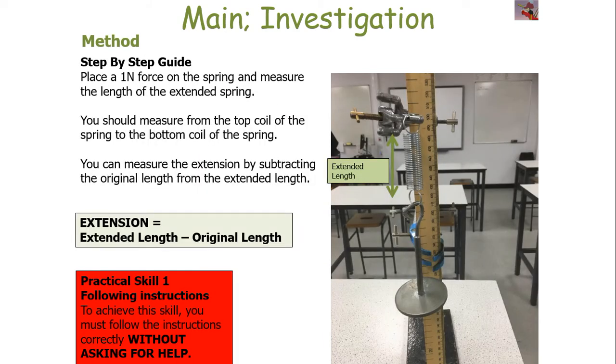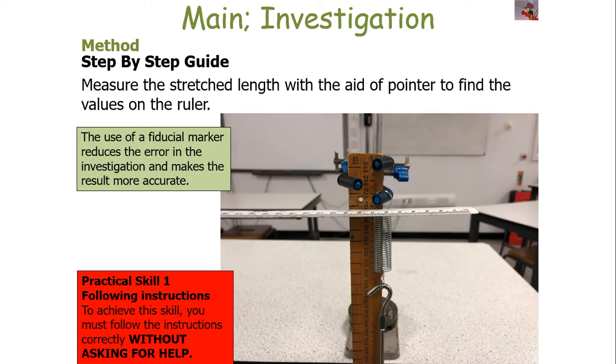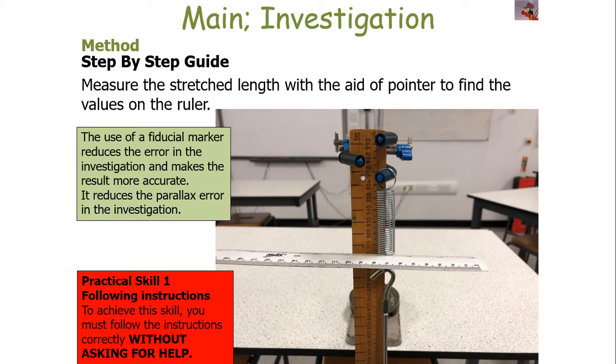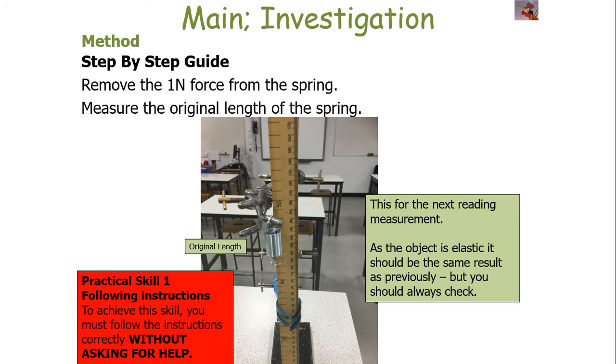Now, you will measure the extended length by the same principle, and you can work out the extension caused by the deforming force by doing the extended length minus the original length. Again, please use the same practice as you did previously to measure the stretched length. So use a fiducial marker or a pointer to find the values on the ruler for the top coil and the bottom coil. The use of a fiducial marker reduces the parallax error in the investigation and makes the result more accurate. You'll then remove the 1 Newton force and measure the original length of the spring.